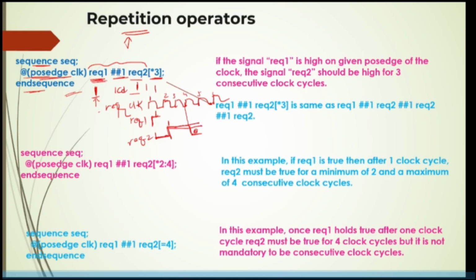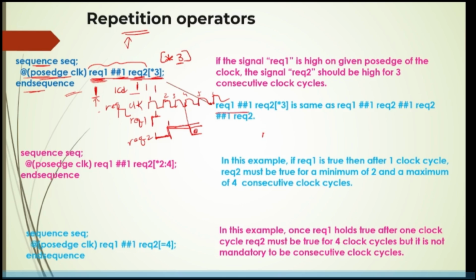Request 1 ## 1 request 2, within the square brackets you are giving it for three times. That means it should be continuously high for three consecutive clock cycles. Clear? Now either you can write it in this way easily, or you can just give it like this.